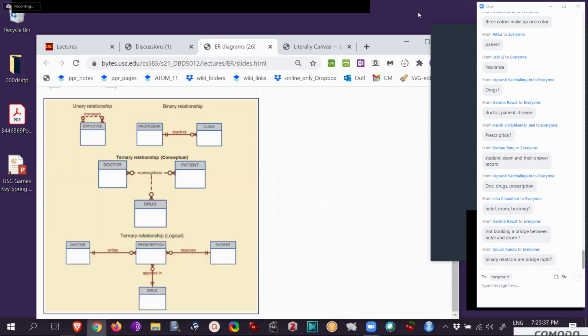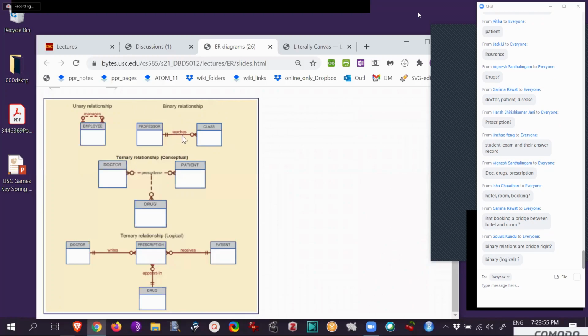Yes, so binary. No, I mean, not really. There's no bridge here. It's not true. Binary just means, like 1 to 1, 1 to many, many to many, between 2 tables, like a painter and a painting. That's all binary is. A bridge is if these are students and these are courses, and then it's many to many, and they make a new bridge, that enrollment would then be, I see.